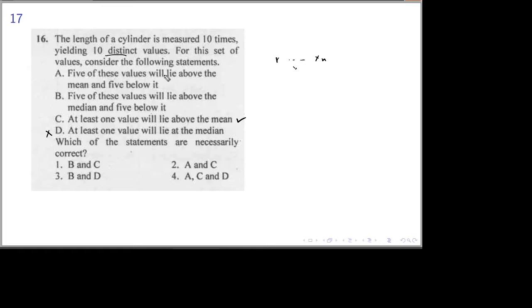So this of course is not true. The mean can be close to the extreme also. This is not true, so this looks all right.